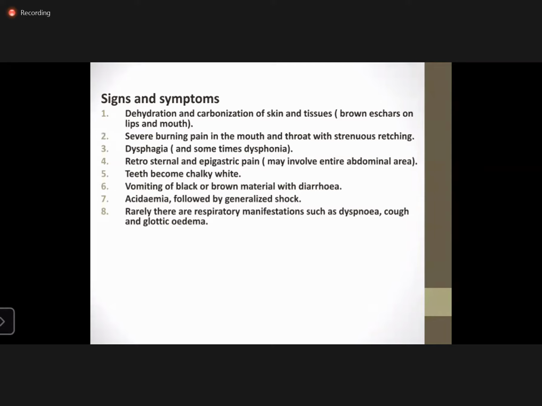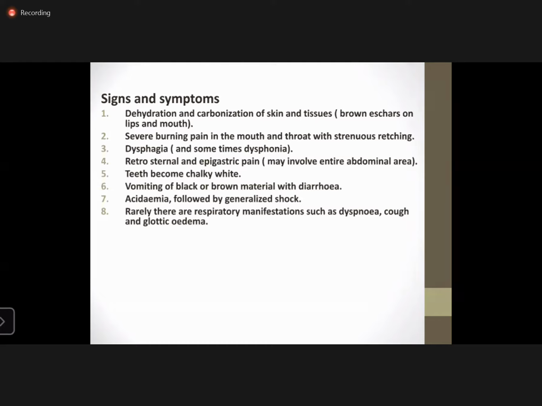The intensity of poisoning depends on the type of poison, the concentration, the amount, and the duration for which it is in contact with the mucosa. Rarely, sometimes, pieces of poison find their way into the trachea.